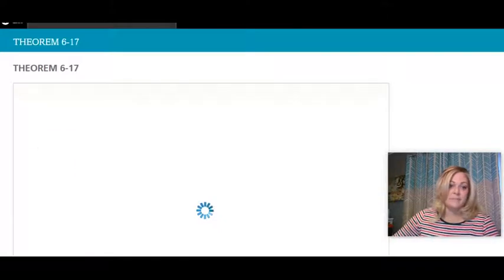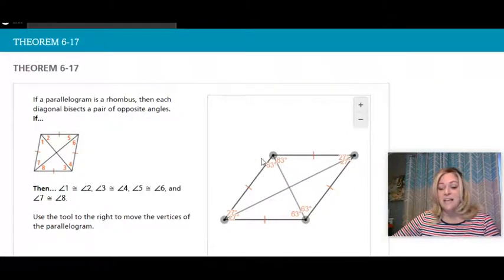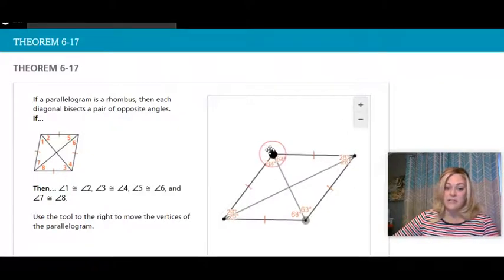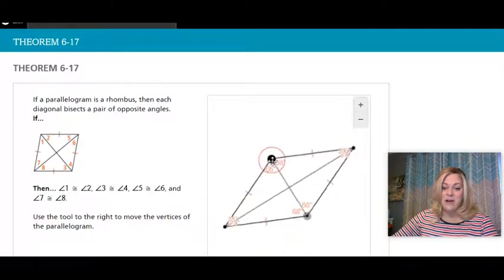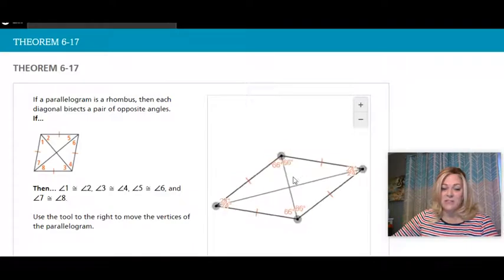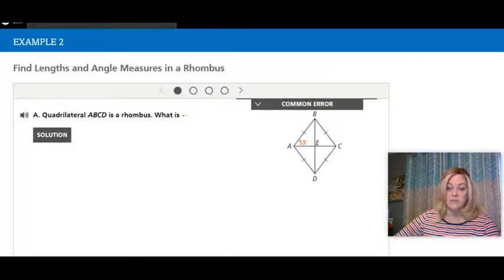Here's another theorem. If a parallelogram is a rhombus, then each diagonal bisects a pair of opposite angles. I love this visual because it really shows it. It's still a rhombus. Notice how these angles are all bisected, and opposite angles are congruent. So they're the same. So no matter how I manipulate this, those diagonals are still bisecting each of the angles. So we're going to actually do some problems with that information.